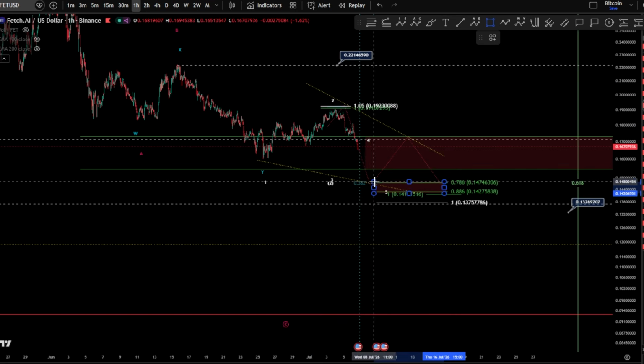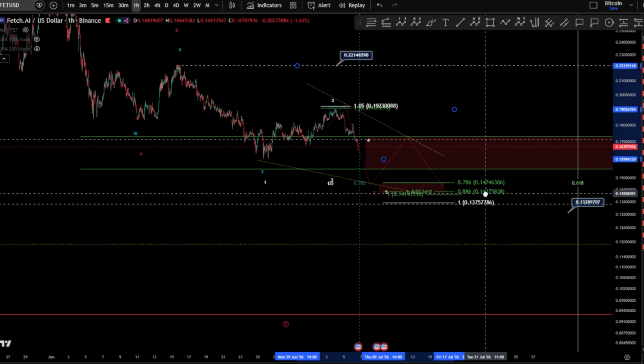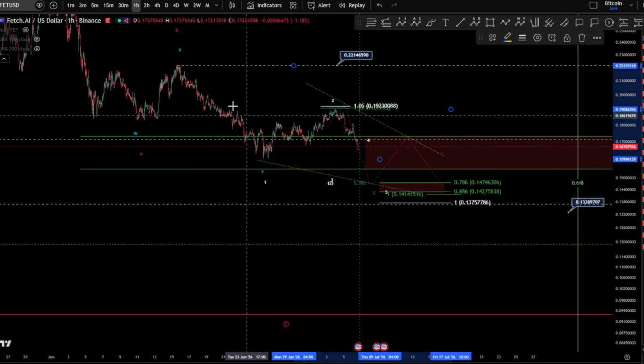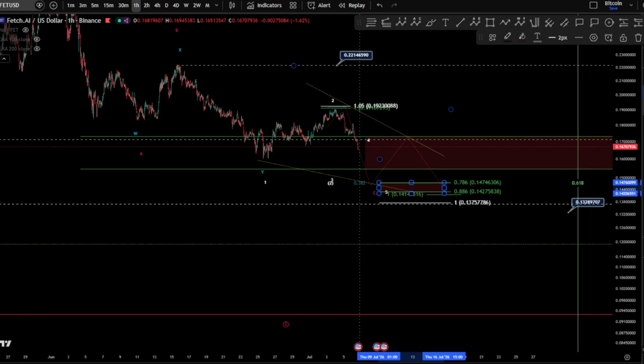So again, another red box here in confluence with the 1-to-1. So $0.14 is very, very likely as well for FET, guys. This was for FET. The last one we're going to see for this video is Injective.